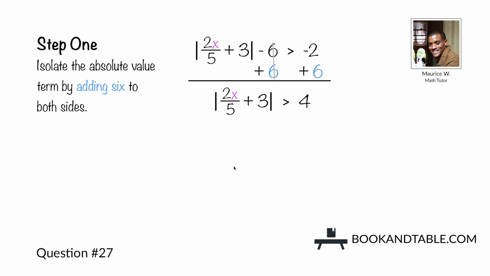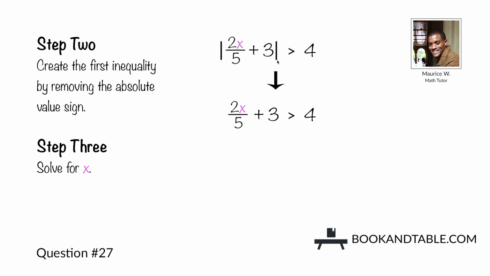Step 1. Isolate the absolute value term by adding 6 to both sides. This leaves you with the absolute value of 2x over 5 plus 3 is greater than 4. Now you have your absolute value term isolated. So you want to create the first inequality by removing the absolute value sign, and then you solve for x.